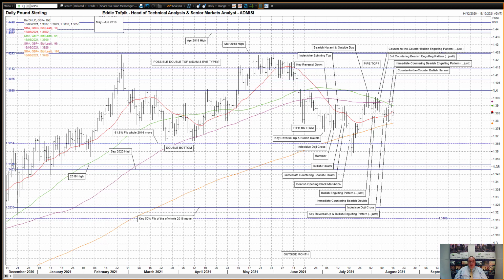So far today, a lower open, but not really anywhere near the long moving average, and then a move back up to Friday's close and high so far.